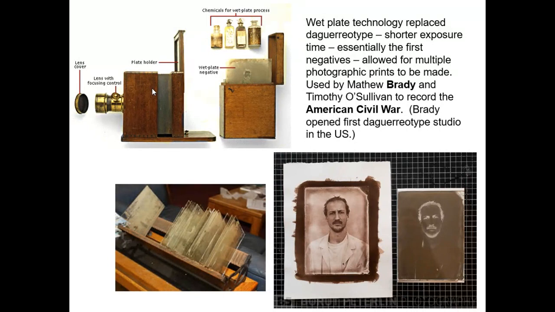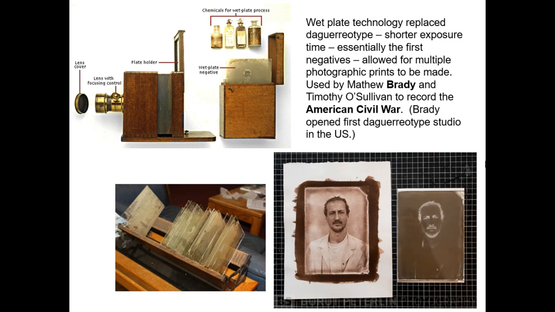applied not to a metal plate, as with daguerreotype, but to a sheet of glass. So the image that's burned into it is effectively a negative, which means that it can be used to print onto photographic paper an infinite number of times. And so you see here a traditional wet plate camera. You see wet plates that are ready to be used to print onto paper. And here's a modern portrait made with this technology.